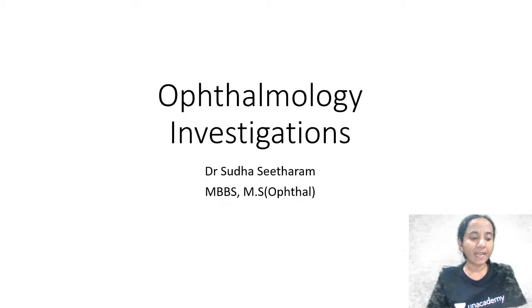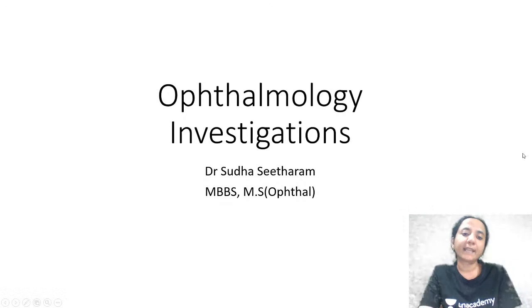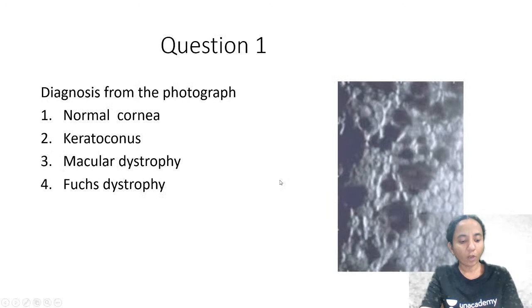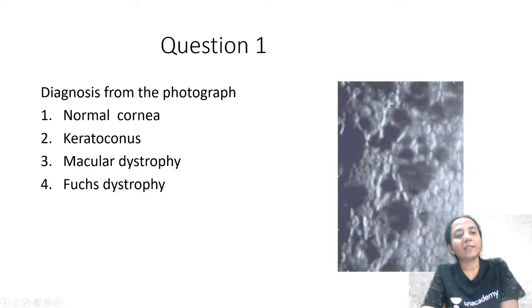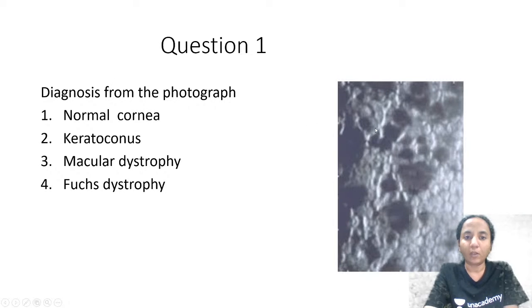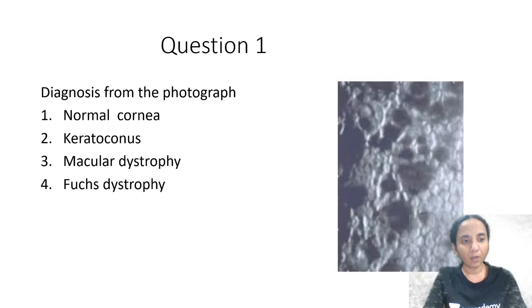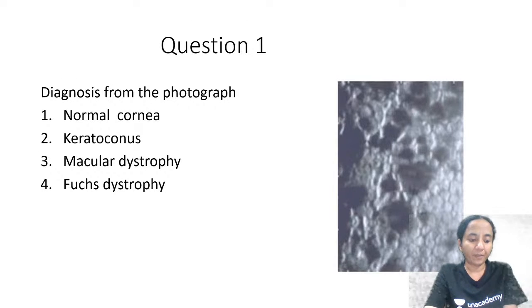So I will put up the question and then let us discuss everything related to that question. I'll come to the first question. What is the diagnosis from this photograph? The options given to us are: is this a normal cornea, keratoconus, macular dystrophy, or Fuchs endothelial dystrophy? So what will be the answer to this question?